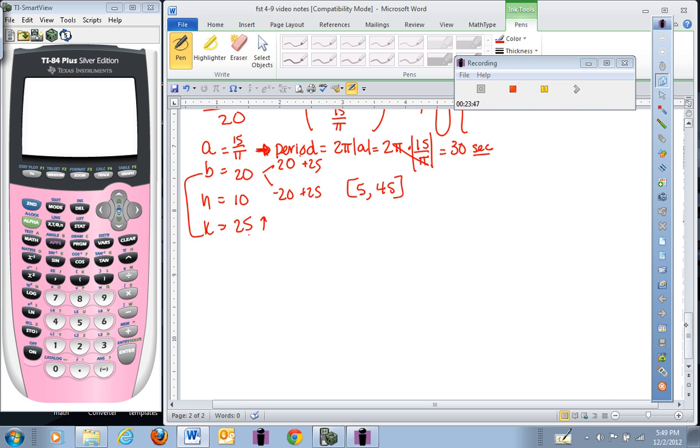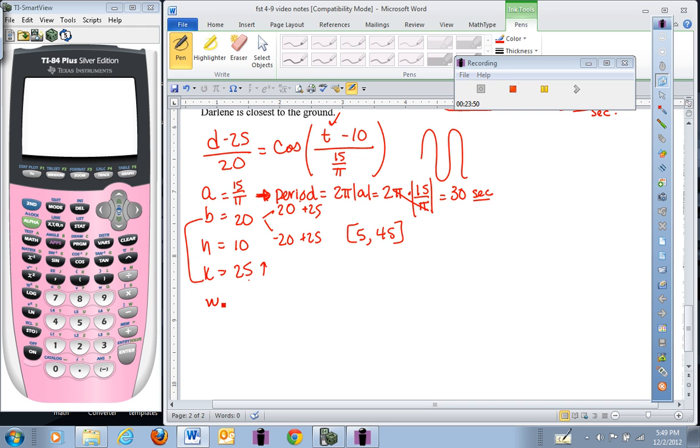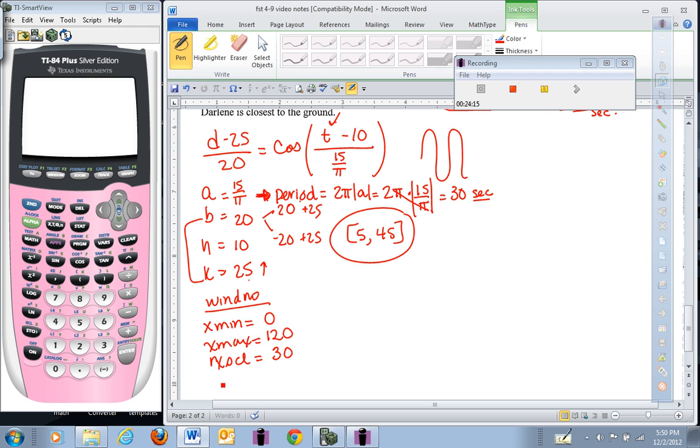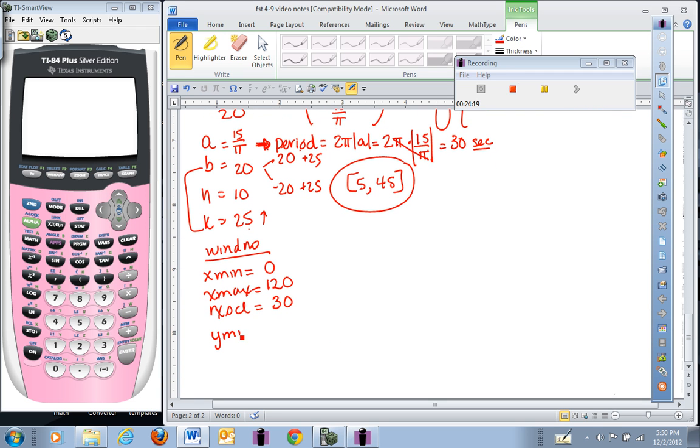Okay, so let's think what a good window for this graph would be. All right, in terms of time, we want to start at 0 seconds, and we want to go to 120 seconds, right? And the x scale on that, then let's go in increments of 30 seconds, because remember that was one trip around, or one whole period of the graph. And then to make this work for the y, we'll want to go y min and y max and y scale. Okay, I want to get 5 to 45 on there, but I want room below it and I want room above it. What if we went negative 10 to, let's say, 60, and we went by 10? How would that be?